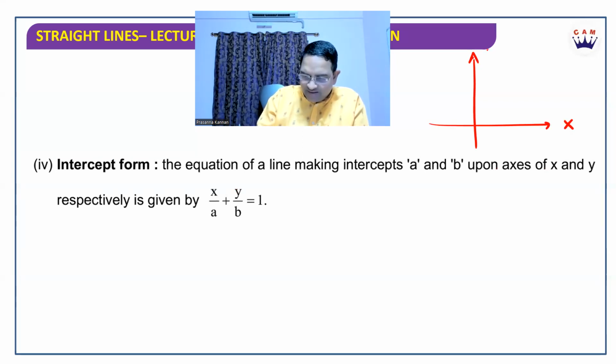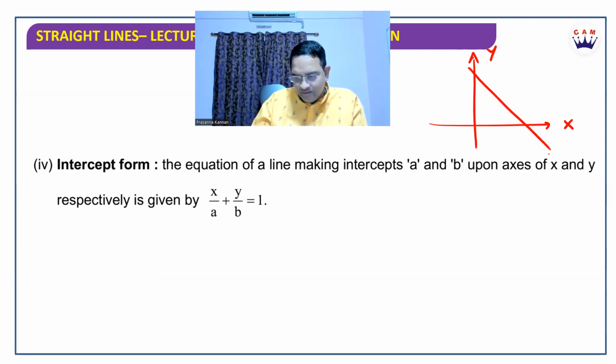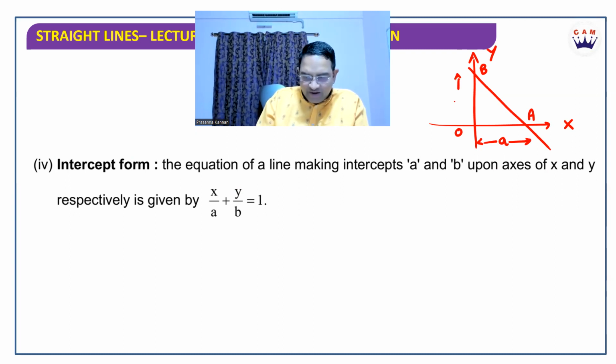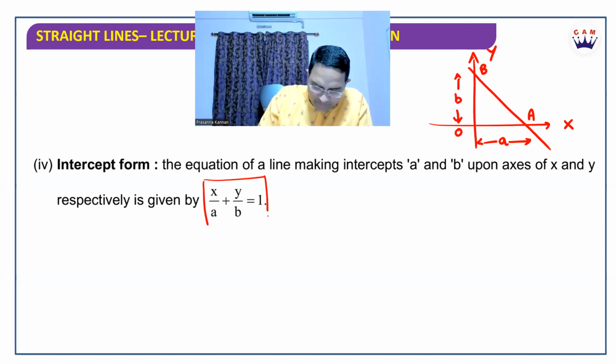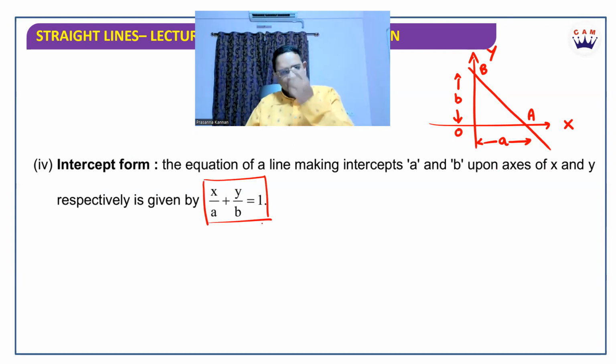So let's say this is my x-axis, my y-axis. Let's say there is a straight line. It cuts x-axis at A, it cuts y-axis at B. Let's say this x-intercept is A. Let's say the y-intercept is B. Then the equation of such a line will be x by A plus y by B is equal to 1. This is another form of writing the equation. Is it clear, students?